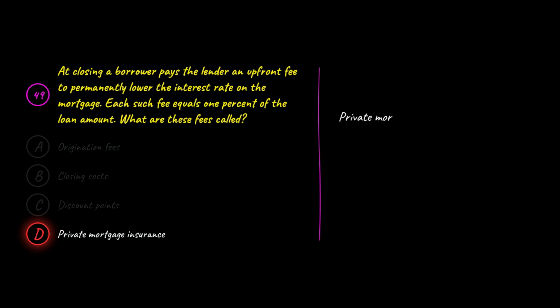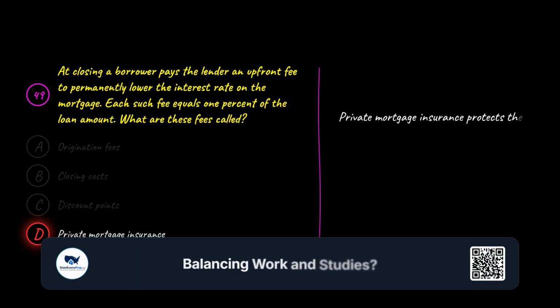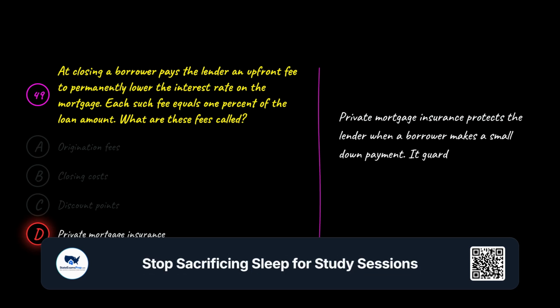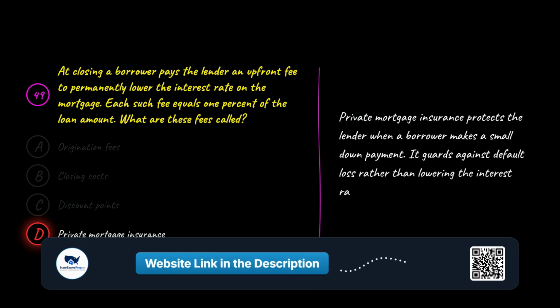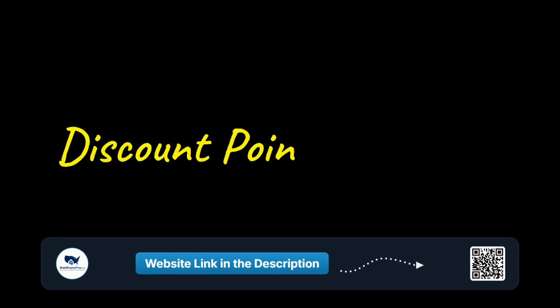D is wrong because private mortgage insurance protects the lender when a borrower makes a small down payment. It guards against default loss rather than lowering the interest rate, so it is a different charge.